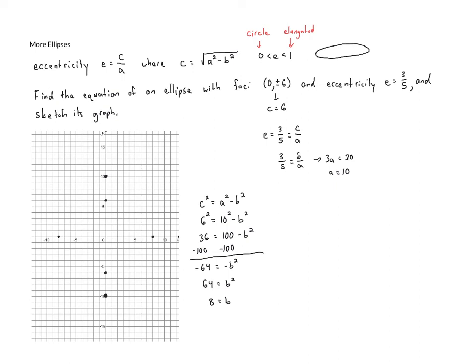Now that we know the values of A and B, we can use those to sketch a graph of our ellipse, which is going to be taller than it is wide, which we can see once we graph this. And then we can write out the equation x squared over 8 squared, which is 64, plus y squared over 10 squared, which is 100, equals 1. So this is the equation of that ellipse.